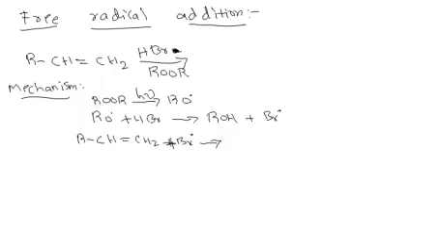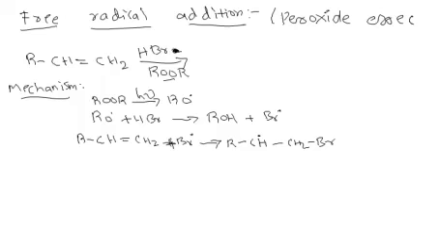Negative part of the reagent goes and attaches with the carbon that is having fewer hydrogens, that is the Markovnikov rule. But here what happens? That attaches with the carbon that is having more hydrogens. So this is the anti-Markovnikov rule, or you can say peroxide effect.